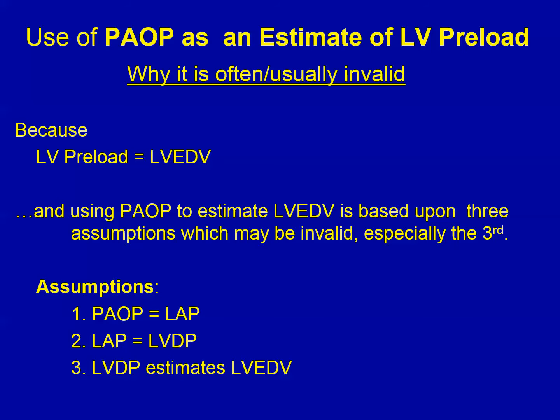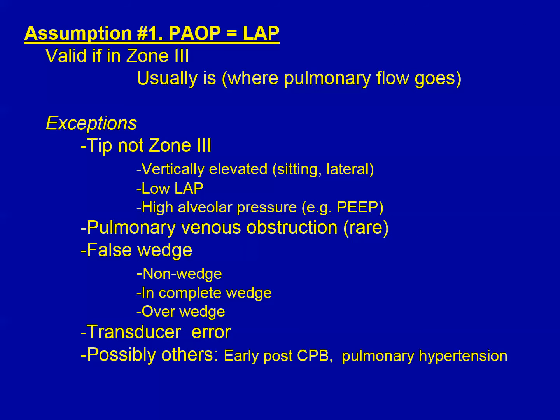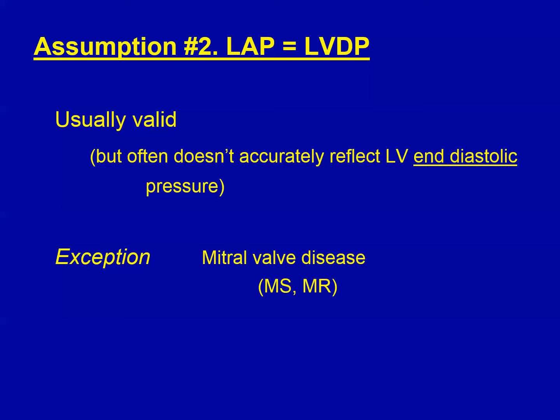The problem is that by left ventricular preload, we mean end diastolic volume. And when we use the pulmonary artery occlusion pressure to estimate left ventricular end diastolic volume, we are making three assumptions as summarized on this slide. Unfortunately, these may not be true. The first assumption, while usually true, can be wrong as summarized here, as is the case with the second assumption, which of course is invalid in the presence of mitral valve disease.